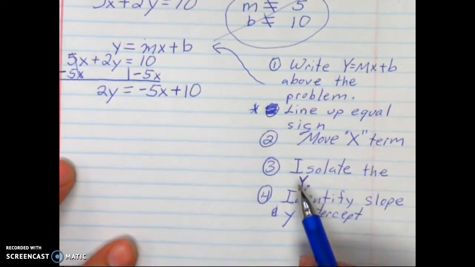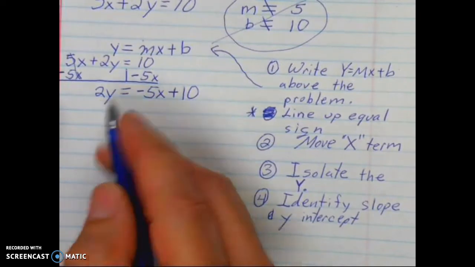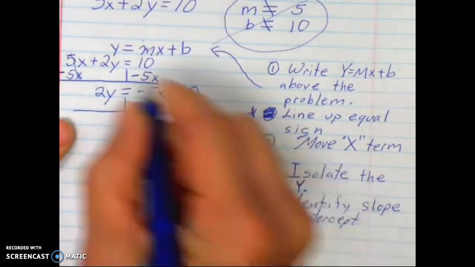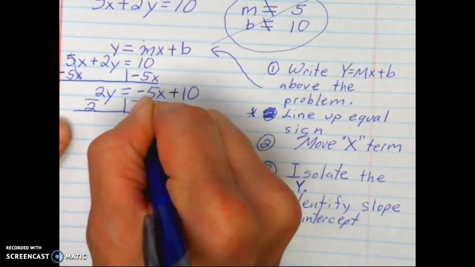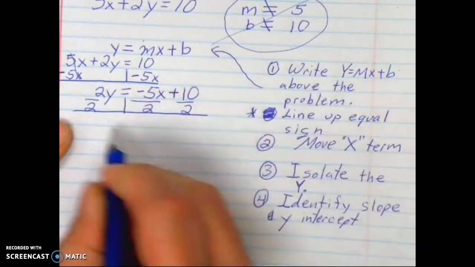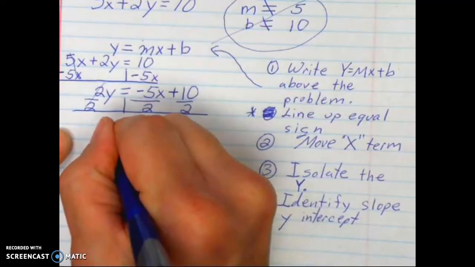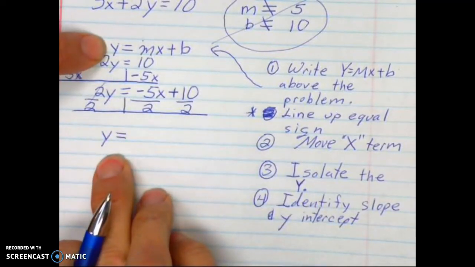Step 3 says isolate the y. Well, that means get the y by itself. Well, what's in front of this one? A 2. So guess what I'm going to do? Divide everything by 2. When I say everything, I mean everything. Look at that. 3 number 2's. Why? This one cancels out. The y is now isolated, and it matches my formula.